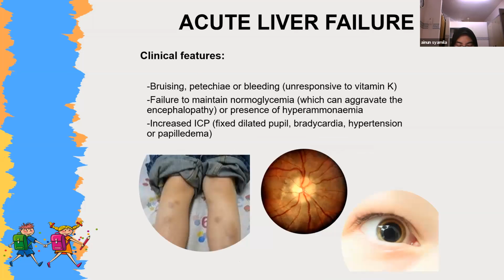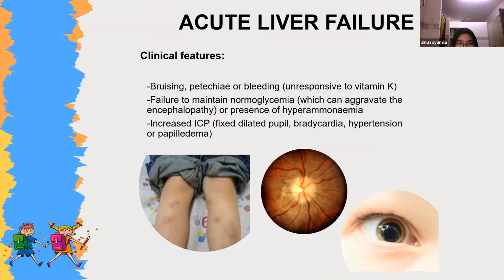The other clinical features include bruising, petechiae, or bleeding. This is because, as we know, the liver is producing the clotting factors. However, when there is liver failure, these clotting factors cannot be produced, so it will lead to manifestations of bruising, petechiae, and also bleeding.